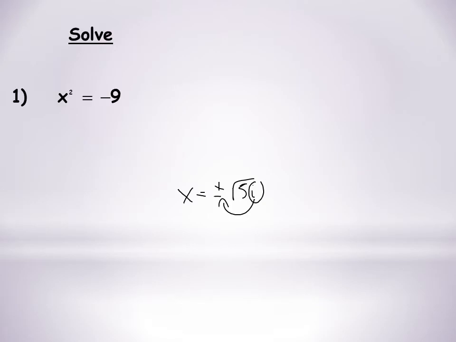When you are solving equations, you have x squared equals negative 9. You're going to square root both sides, so you're going to get plus or minus the square root of negative 9. But remember, we already discovered that the square root of negative 9 is 3i, so your answer is plus or minus 3i.